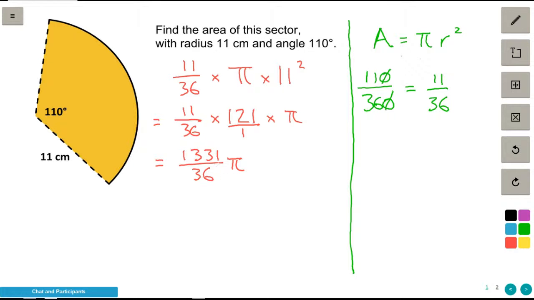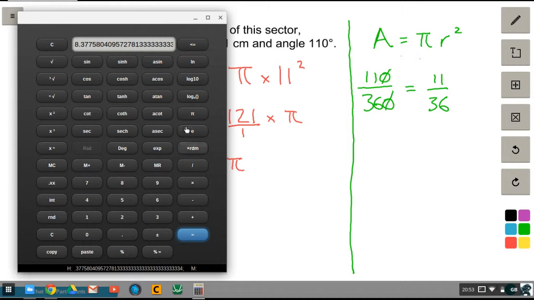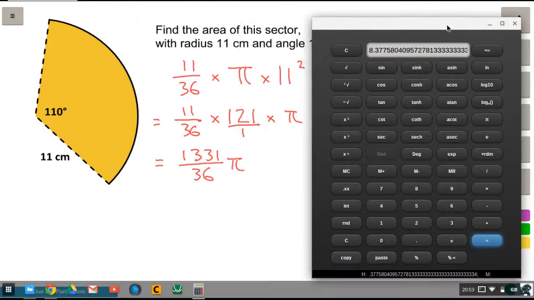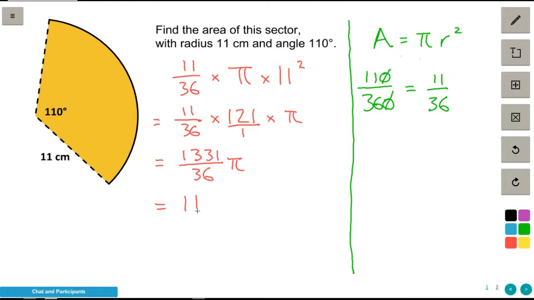I don't think that fraction is going to simplify, so I think we will put this in the calculator now. So bringing my calculator back up. I can't see it. Let's just slide that over there. So we've got, for my fraction, 1,331 divided by 36. That gets me the fraction done so far. And then multiply that by pi. And then I'll have my answer, 116.15. We'll round that to 116.15. And this is the area of the sector.